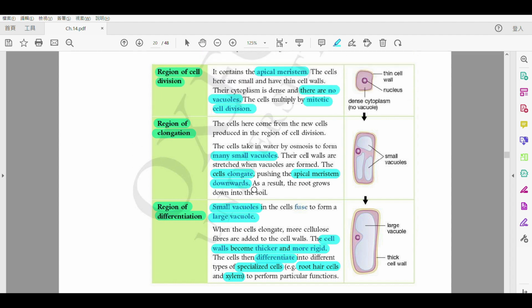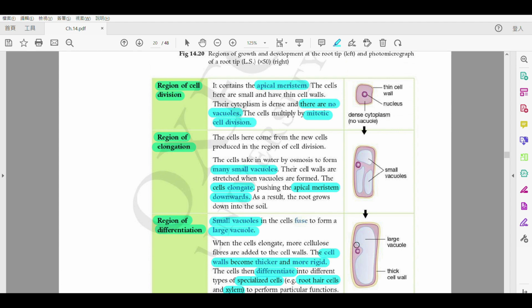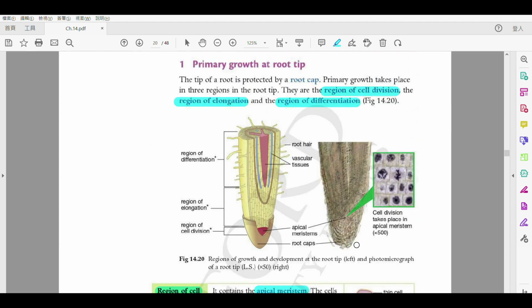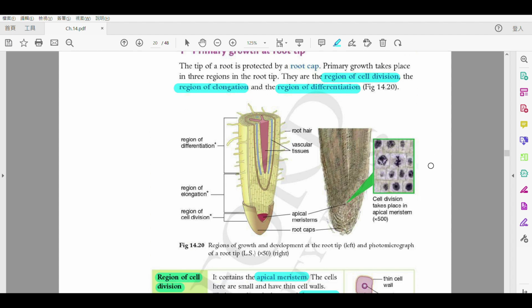So after we learn about these three regions, next we're going to learn about the primary growth at the root tip and in the shoot. The direction is important, but you don't need to recite. You need to understand. Okay, so this is a root, very easy. So where is the cell division part? Where are the undifferentiated cells? It is at the tip. Because remember, where can we find the apical meristem? At the tip of the root.